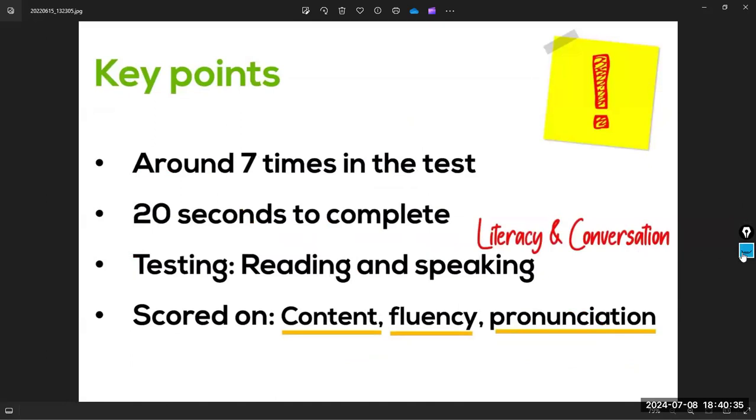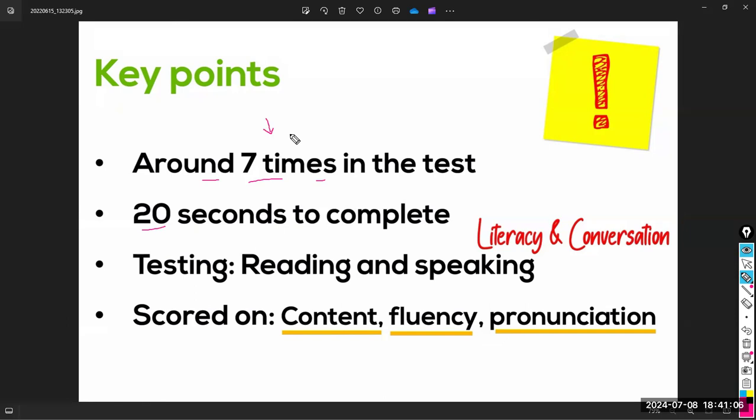Let me tell you that some students asked me how many times this kind of question or this module is going to be shown to me. It is around 7 times you have to do or manage this test or this form. Around 7 times you have to do the module.